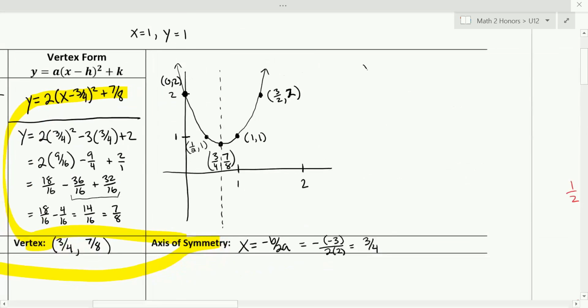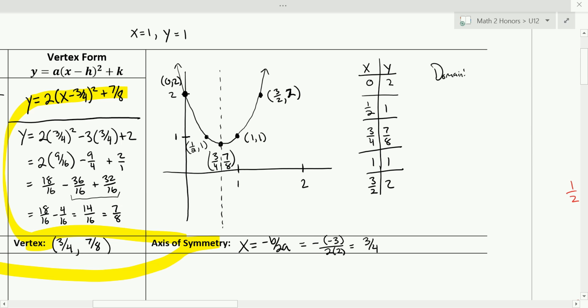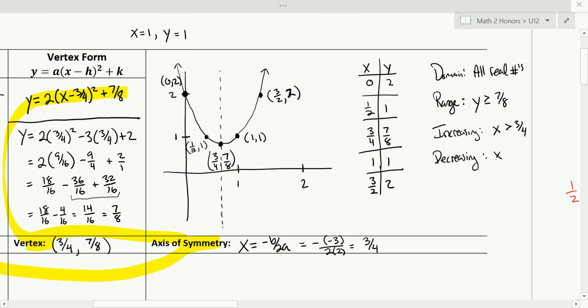All right. I'm going to put my 5 points in a table. And our domain, still all real numbers. Our range, all y values greater than or equal to 7/8. It's increasing for x greater than 3/4 and decreasing for x less than 3/4. And now we completed our problem.